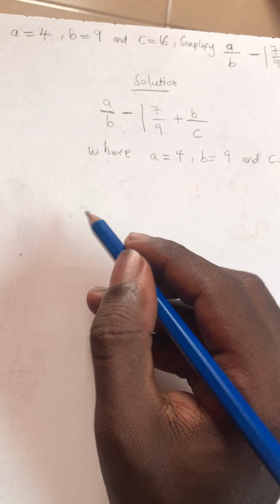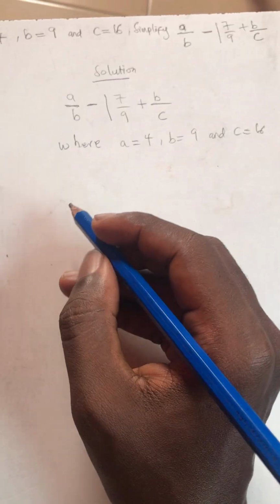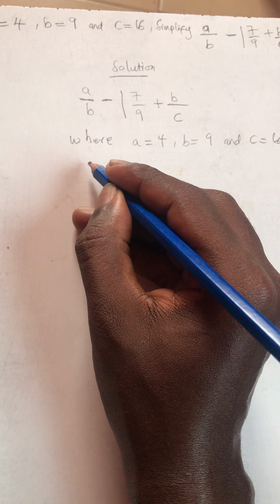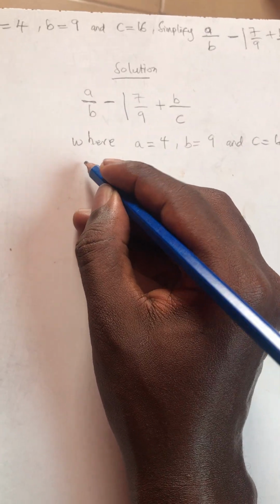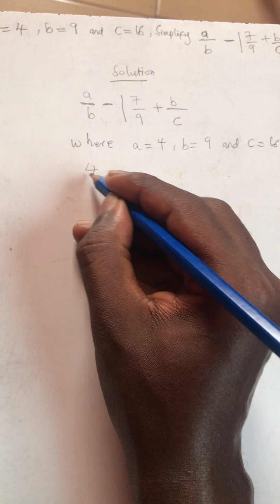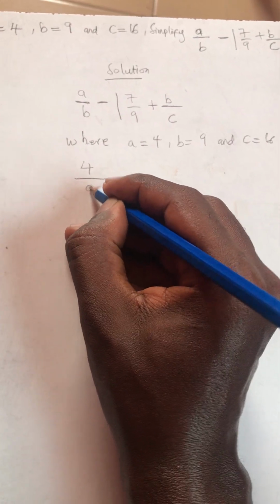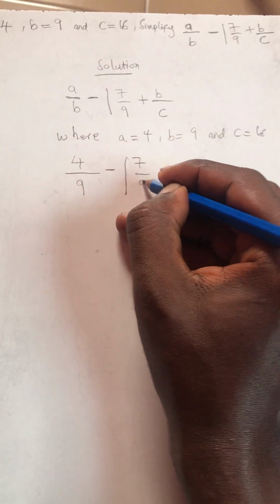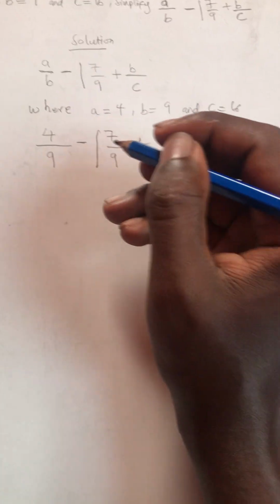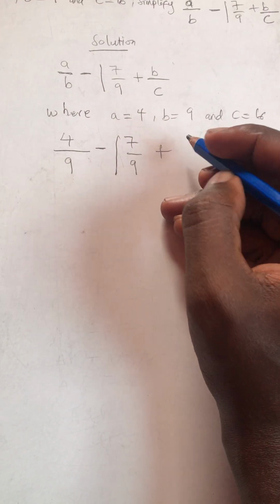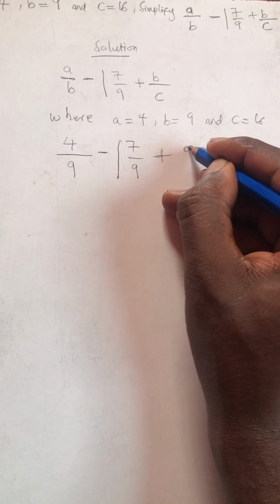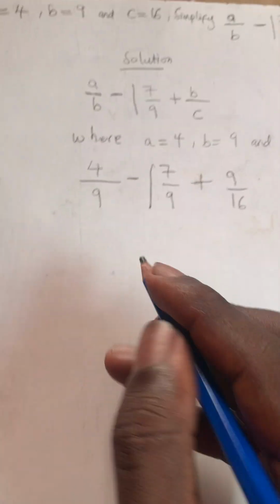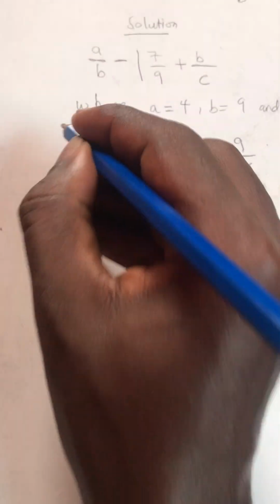So we only have to insert our given values into our given equation. So we are going to have A, which is 4, the fraction 4 over 9 minus 1 whole number 7 over 9 plus the fraction B over C, which is 9 over 16. So let's simplify further.